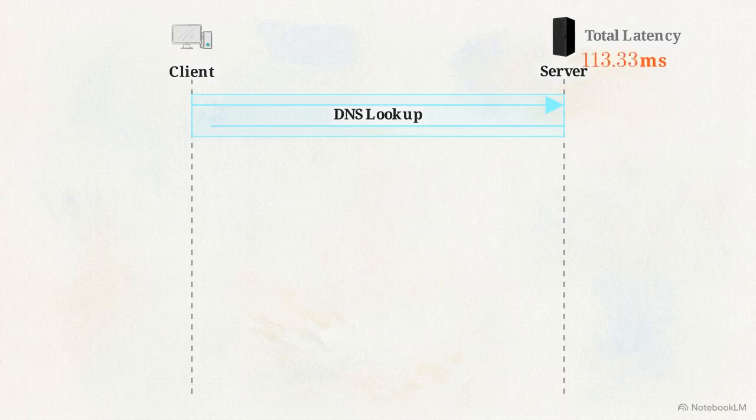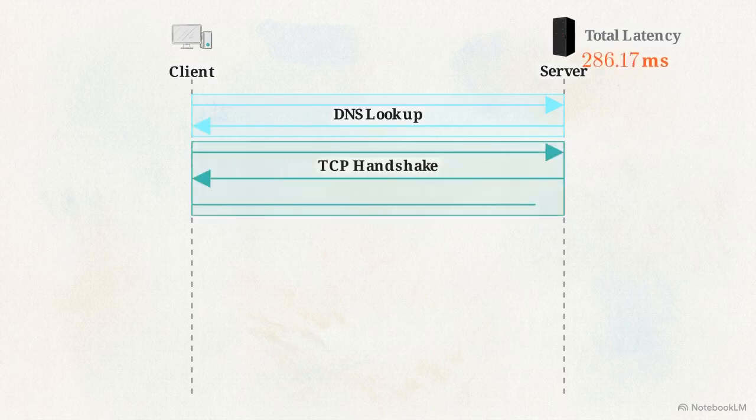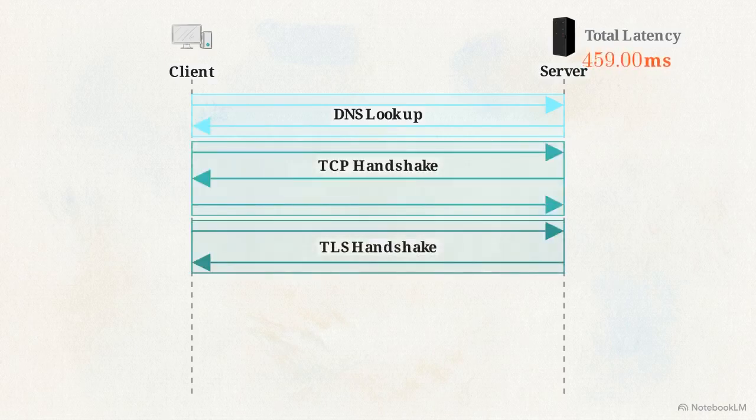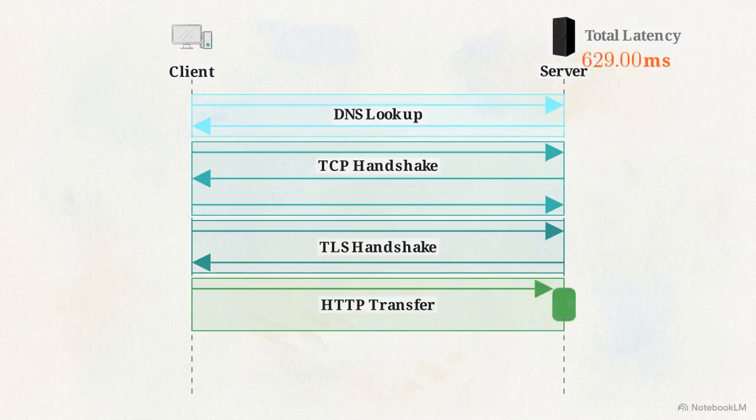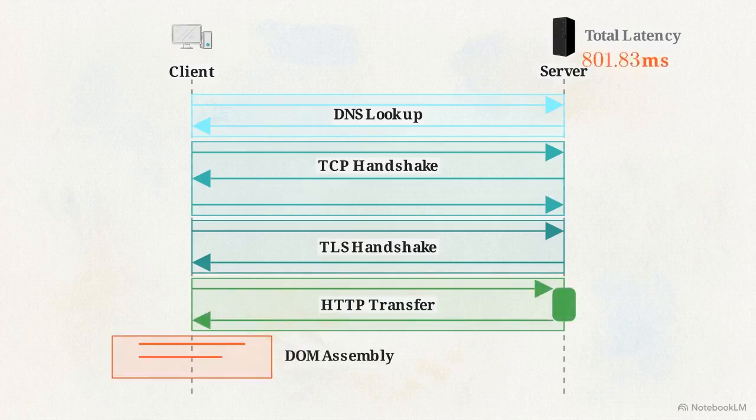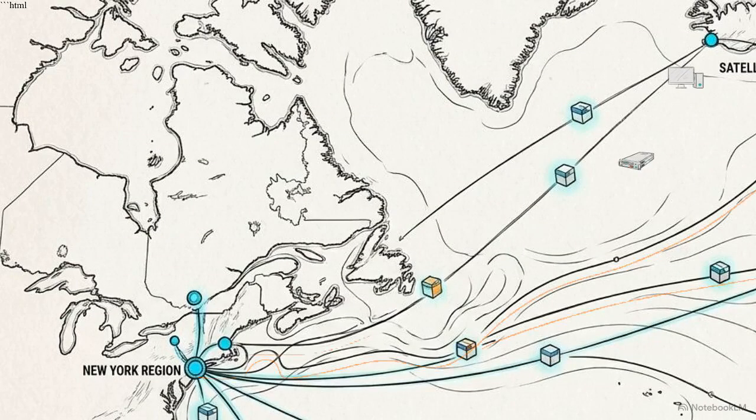Looking at the fully populated sequence diagram, we see the complete lifecycle: the DNS lookup, TCP reliability handshakes, TLS encryption, HTTP delivery, and DOM assembly. The latency paradox of the internet is achieving a sub-second page load while executing numerous physical round trips across thousands of miles of wire. The architecture mitigates this through caching.